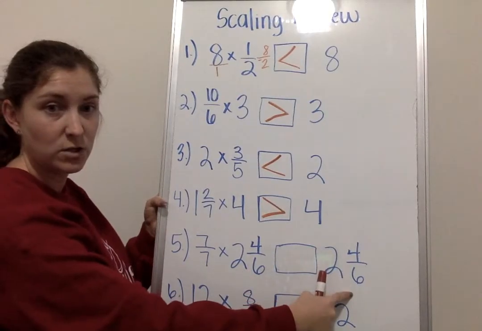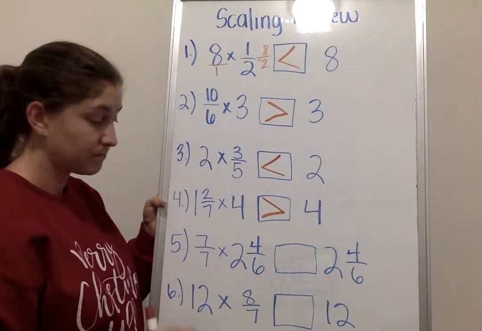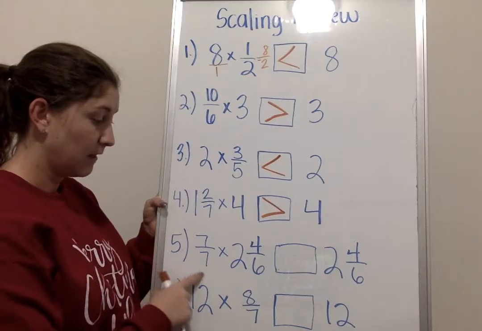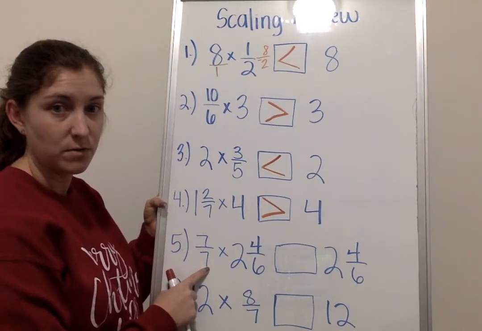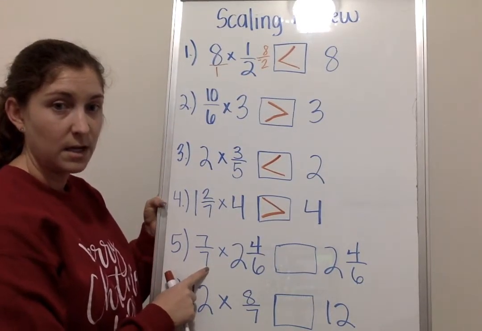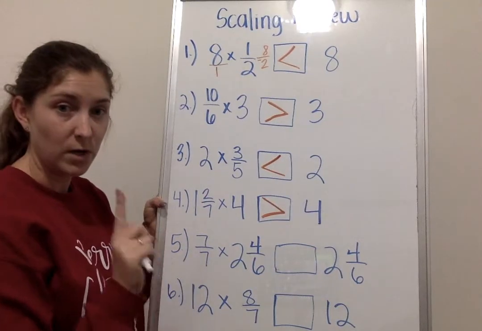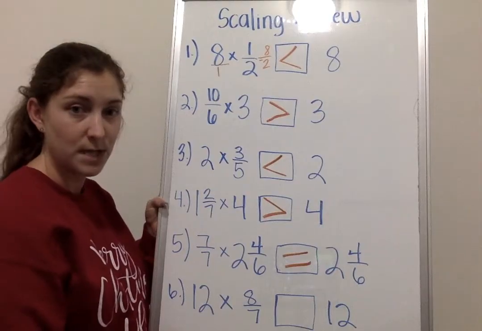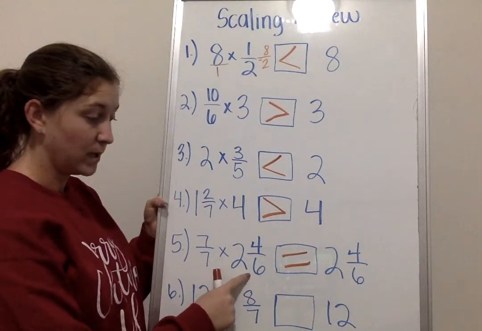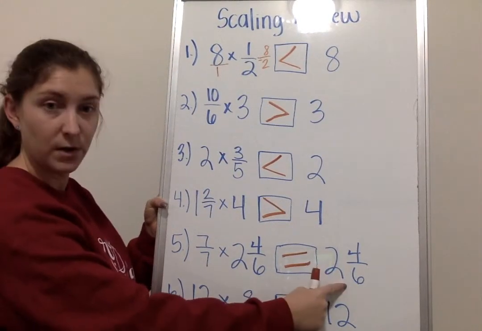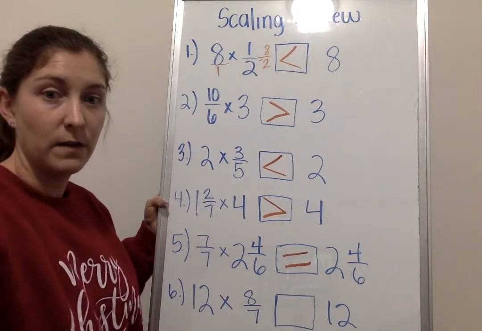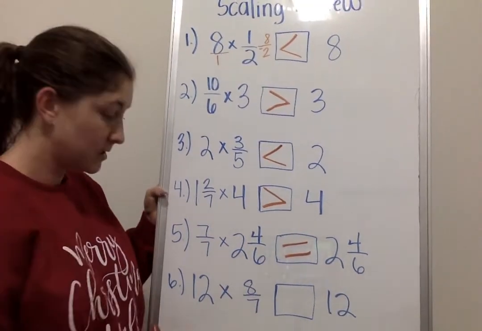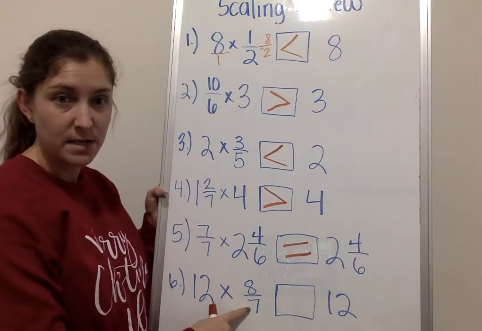You're comparing that to 2 4/6. If you look at this, think about what 7/7 is equal to here. 7/7 is equal to 1 whole. So for here, it's going to be an equal sign, because we know that 1 times anything is going to be itself over here. And the last question, number 6, is 12 times 8/7.